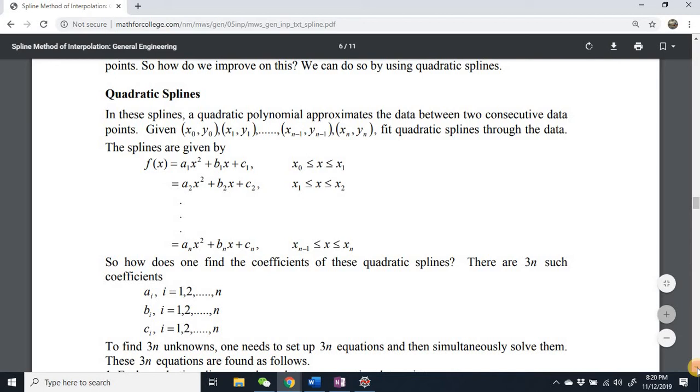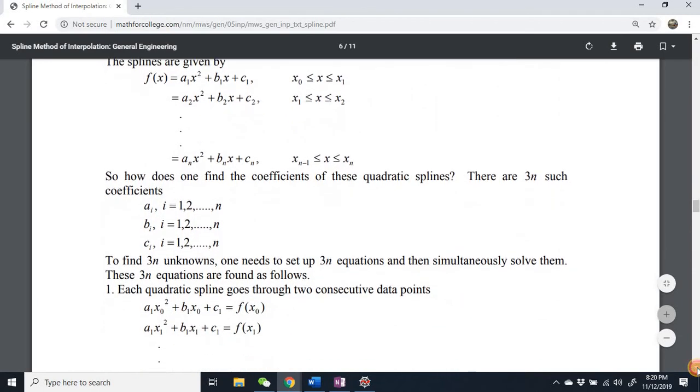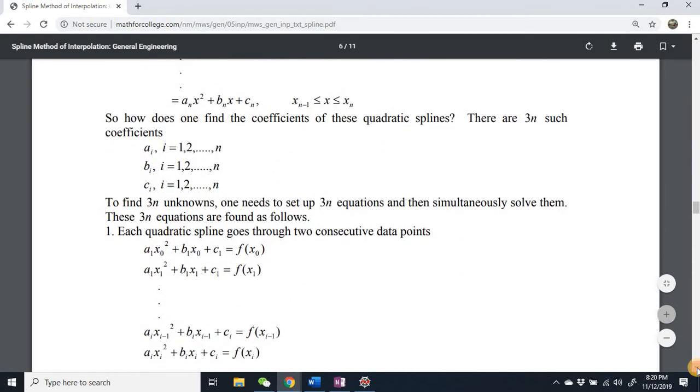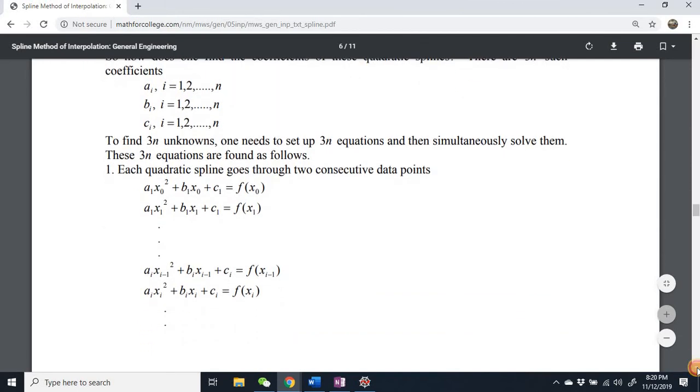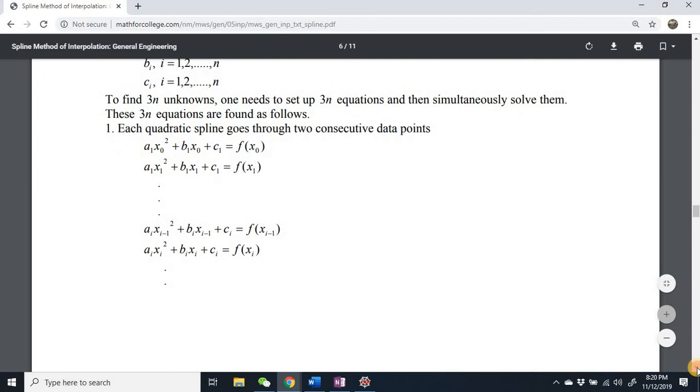So you're going to get a bunch of equations. I think he summarizes them down here. You see, here it says 3n unknowns, so you have to set up 3n equations, right? All right. So here's his first set of equations. Each one of these has to agree with f. Here's having each one agree with f at the left-hand endpoint.